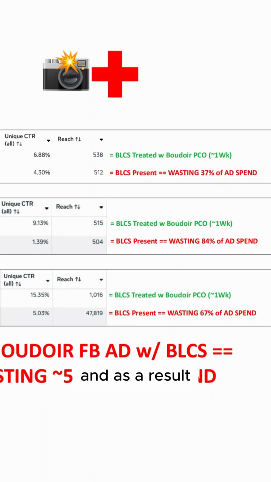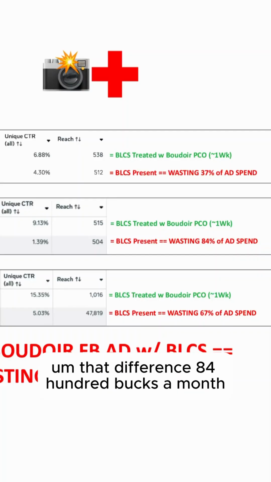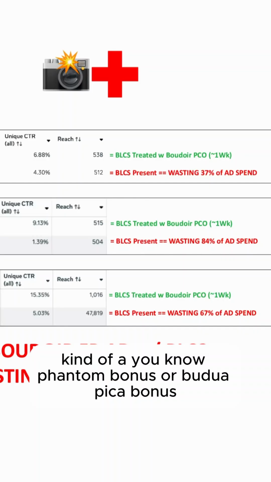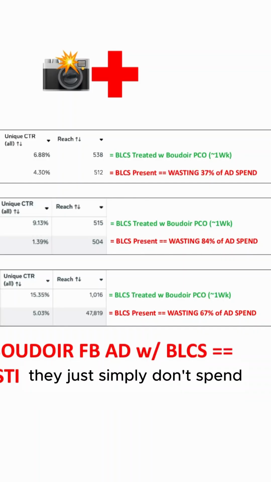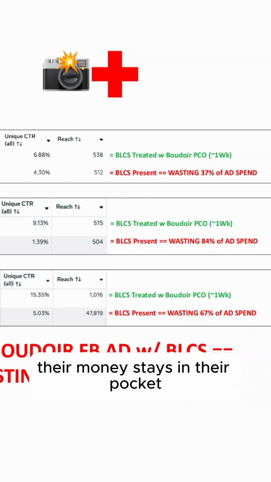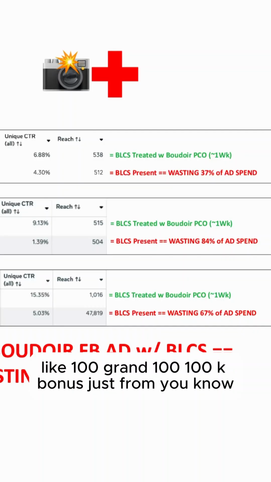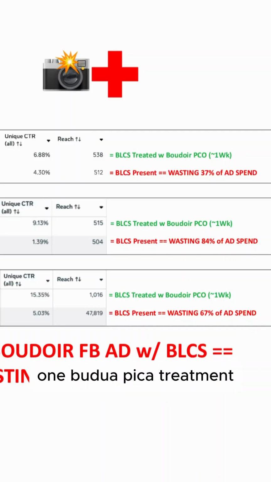And as a result, that difference, $8,400 a month, they no longer have to spend. They just pocket it, $8,400 a month bonus, kind of a phantom bonus or Boudoir Pico bonus. They simply don't spend the money, it stays in their pocket, acts as a bonus. At the end of the year, it's like a 100K bonus just from one Boudoir Pico treatment.